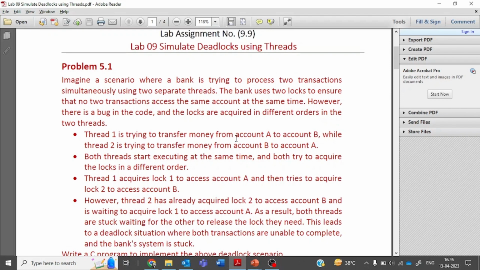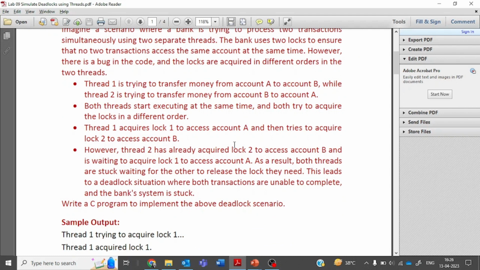So what happens? Thread 1 is trying to transfer money from account A to B, while thread 2 is also transferring money from account B to A. Both threads start executing at the same time and both try to acquire the locks in a different order. So thread 1, what is the order? Thread 1 acquires lock 1 to access account A and then tries to acquire lock 2 to access account B. However, thread 2 has already acquired lock 2 to access account B and is waiting to acquire lock 1 to access account A.